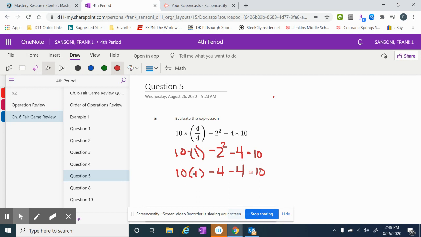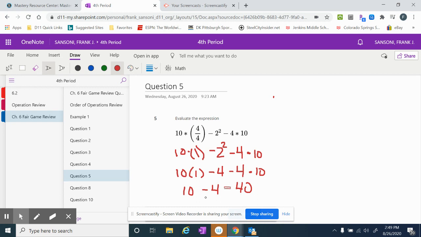So I see multiplication here. I see multiplication at the back. I see a couple of subtractions. So I'm going to do multiply before I do anything else. So 10 times 1 is 10 minus 4 minus whatever 4 times 10 is. So I have to do my multiplication. 4 times 10 is 40. So I'm left with 10 minus 4 minus 40.